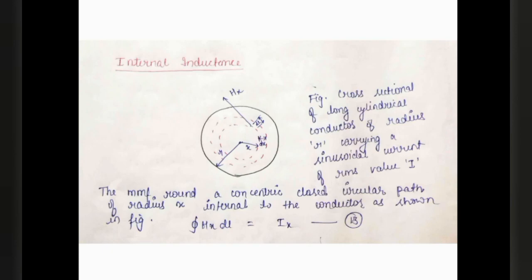This is equation number 13. Here, as I told you, Hx is the magnetic field intensity having SI unit ampere turn per meter at a distance of x meter from the center of the conductor. And what is the Ix? Ix is the current enclosed up to distance x, since the field is symmetrical.